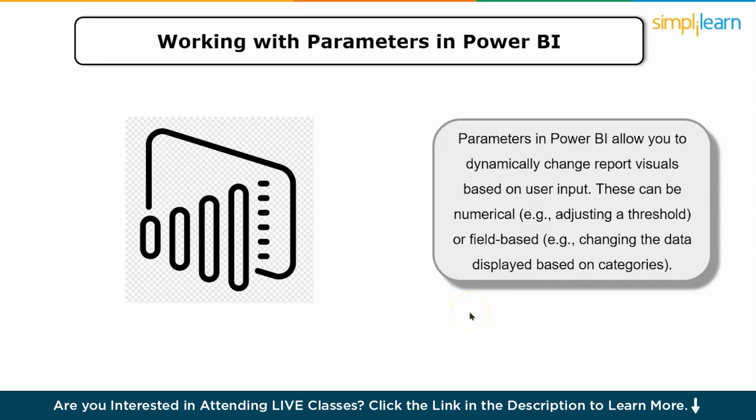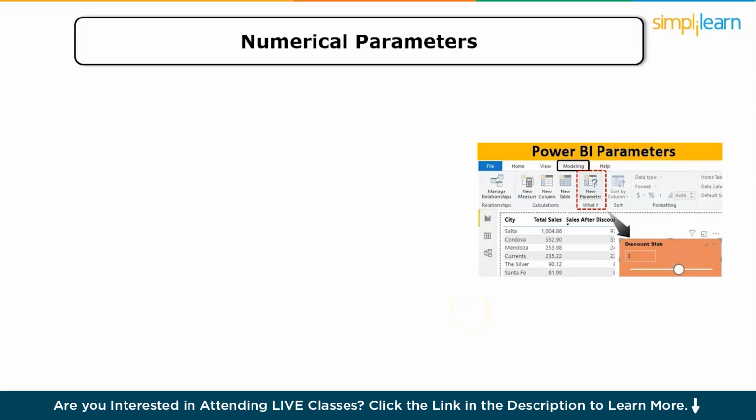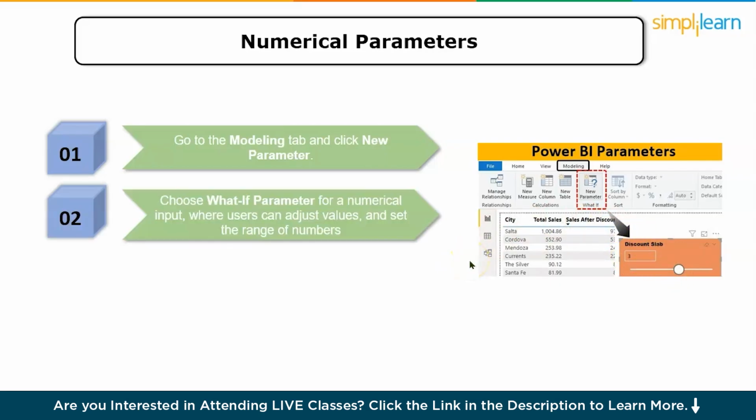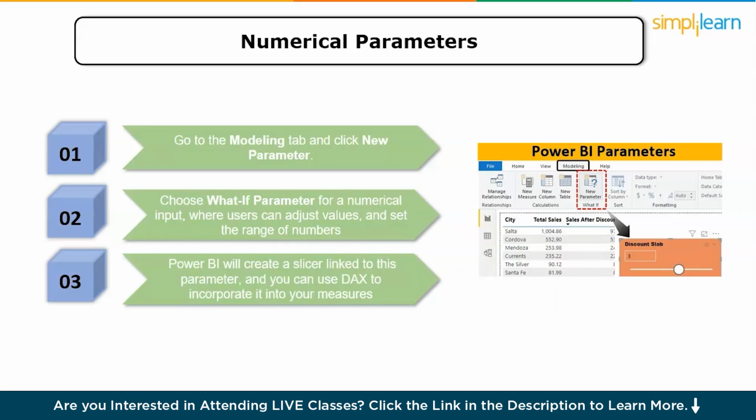There are multiple use cases for the parameters. There are 2 types of parameters here. First is the numerical parameter, other is the field parameter. As you can see in the example here for the numerical parameter, we have given a discount slab and a slider. So we can simply click on new parameter there. We can select a what-if parameter or a numerical parameter. We can give a simple number here. Once we create a slicer linked to the parameter, and it is always created, there is a simple checkbox there.